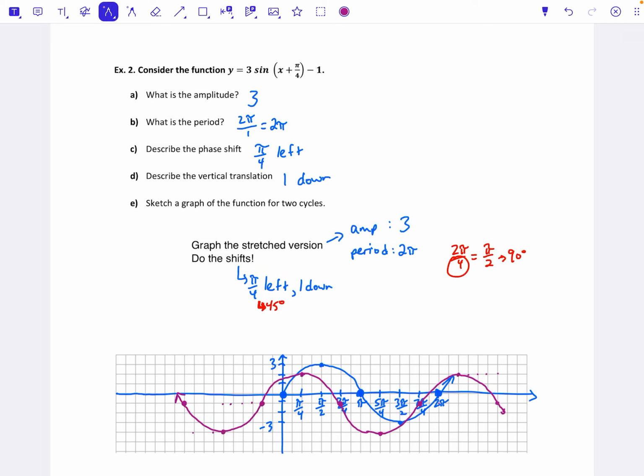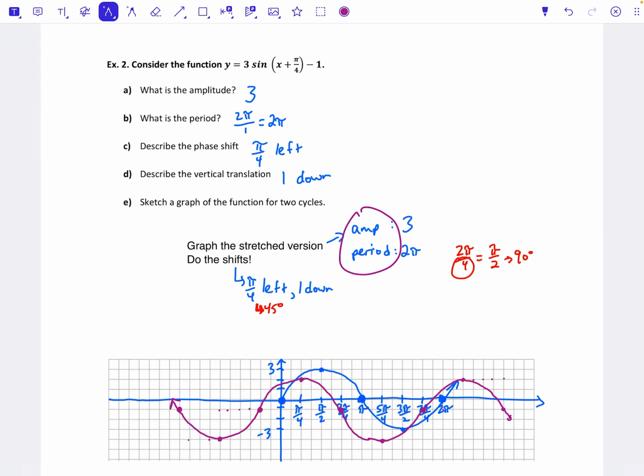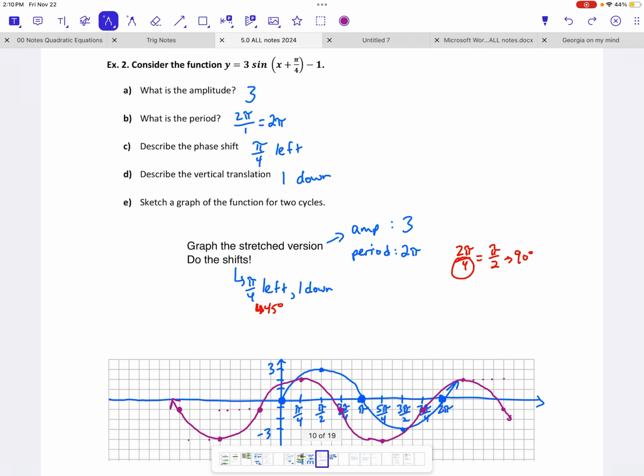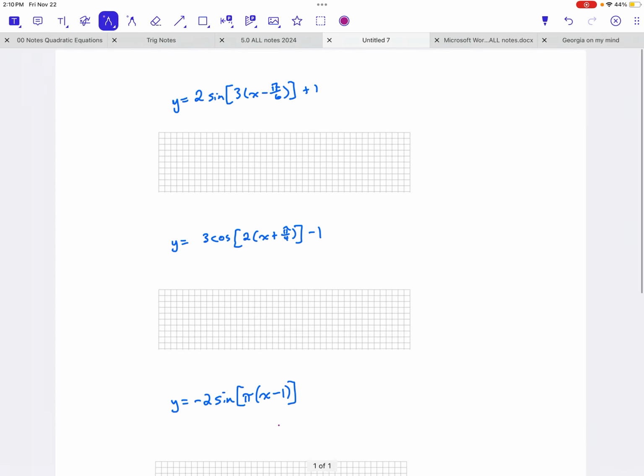All right, I'm going to take you through how to do this a few times here, how to graph sine and cosine functions quickly using the drawing the stretched version and then doing the shifts. So remember, this was all about acknowledging the amp and period to start, and then we do the shifts, the left and right or up and down. So I have 3 examples here written out.